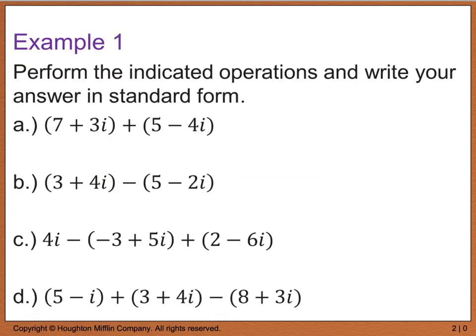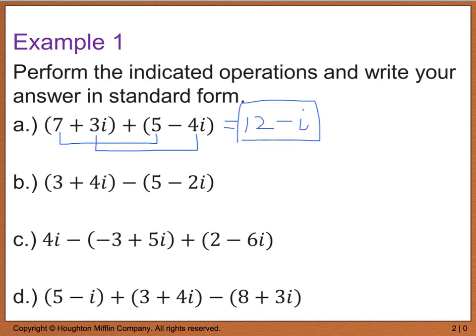So let's look at some examples where we're adding or subtracting complex numbers. For part A, we're going to add 7 plus 3i to 5 minus 4i. So we're going to add our real parts: 7 plus 5 will give me 12. And then I'm going to add the imaginary parts, and say 3 plus a negative 4 is going to be minus i. So this here would be my final answer.